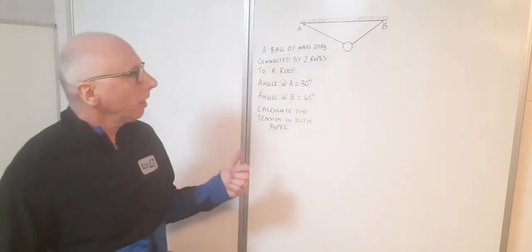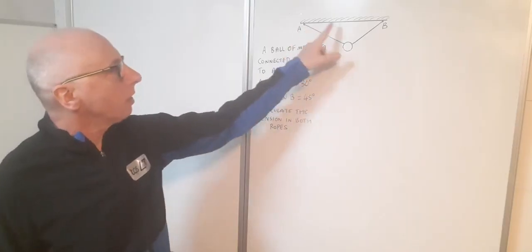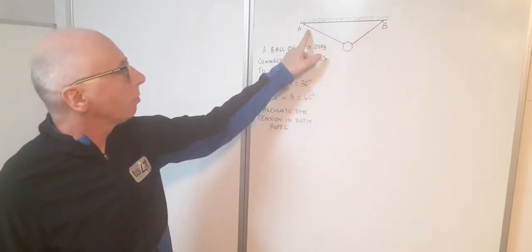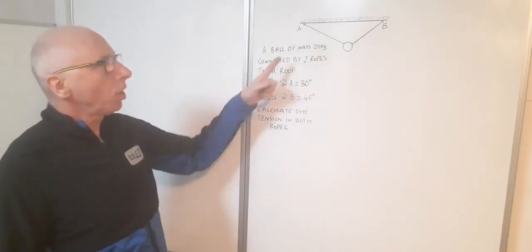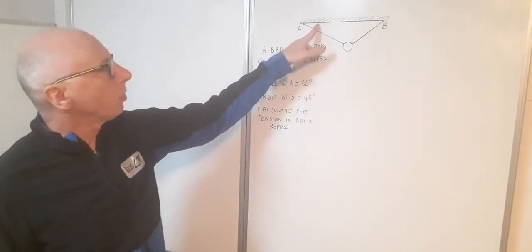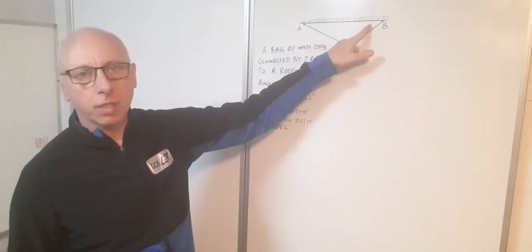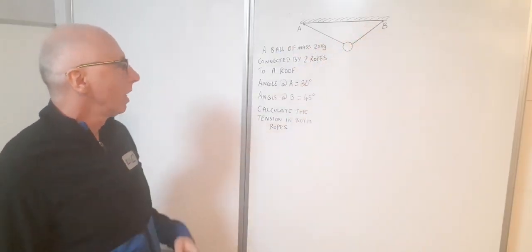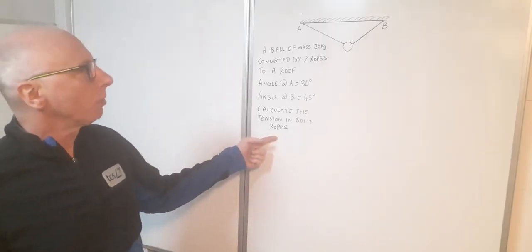So in this question here, I've got a ball of mass 20 kilos suspended from a ceiling by two ropes, rope A and rope B. Now, rope A makes an angle to the roof of 30 degrees. Rope B makes an angle of 45 degrees to the roof. What we want to do is calculate the tension in both ropes.